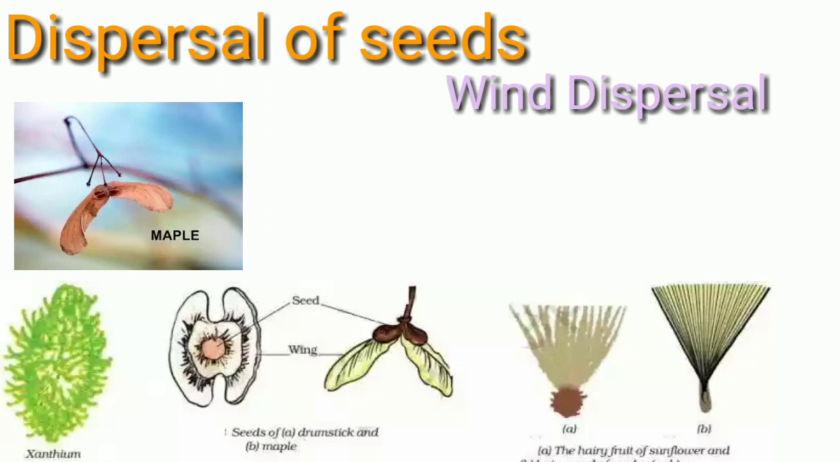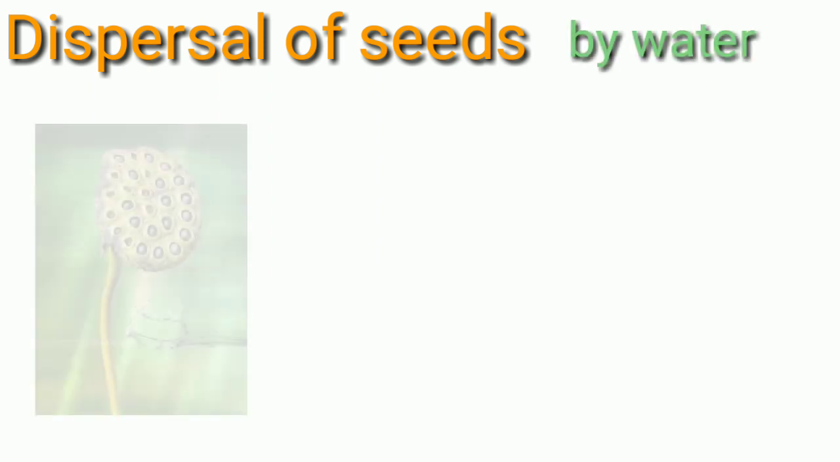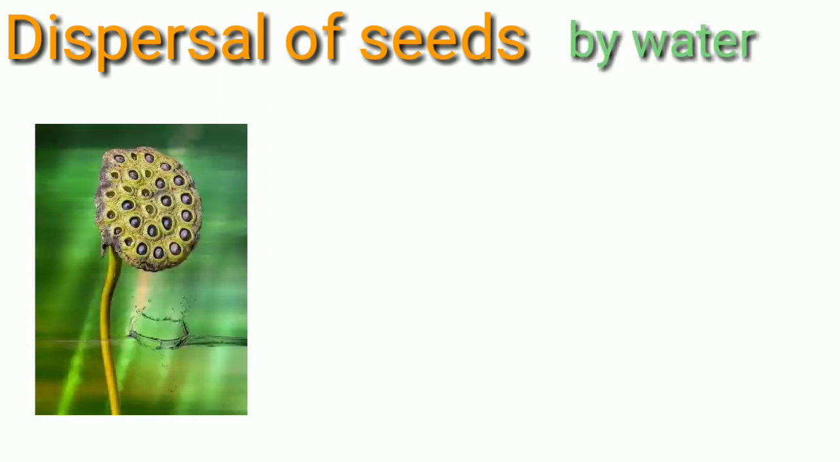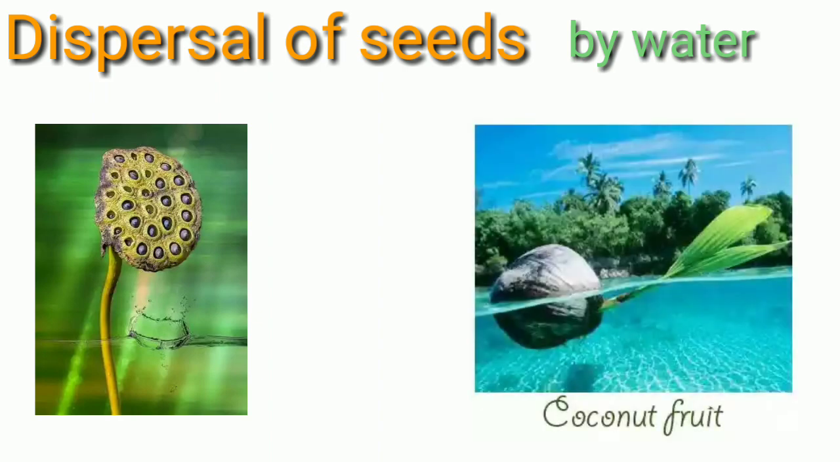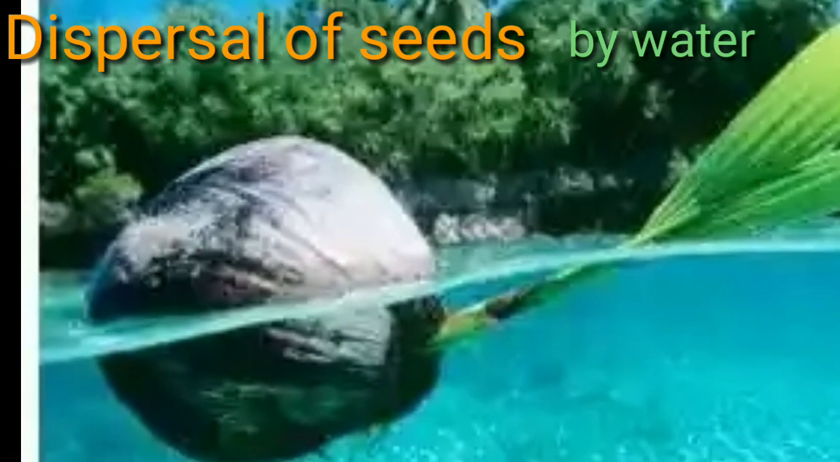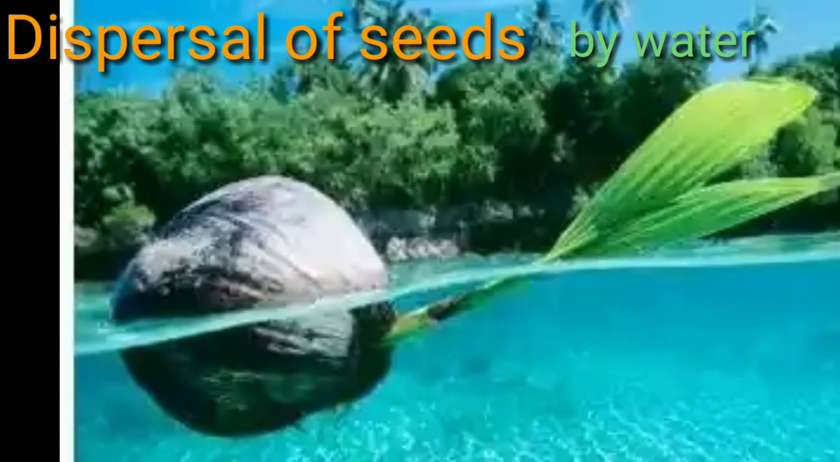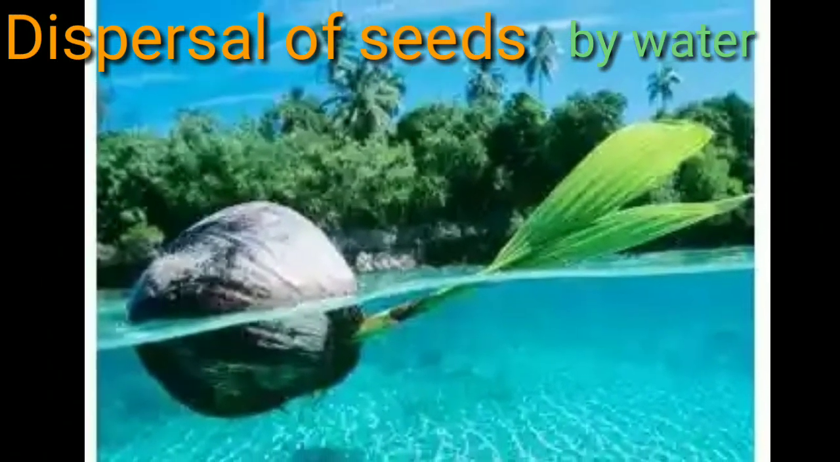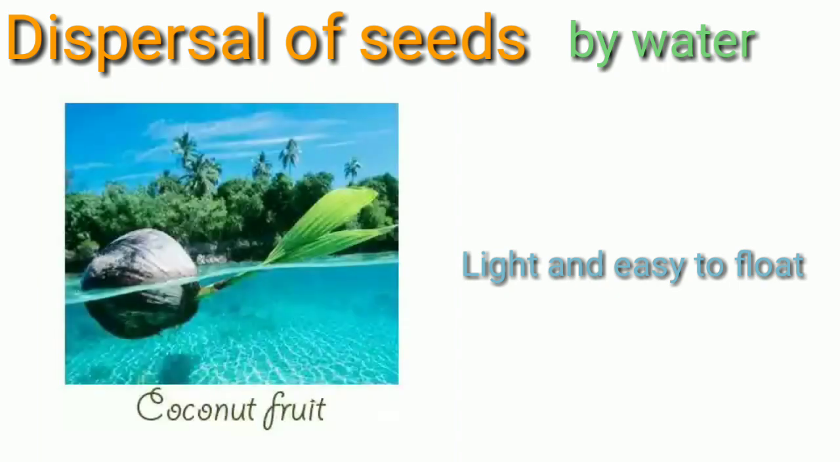Now let us see how seeds are dispersed by water. Seeds of plants that grow in or near water may be dispersed by water. These plants have fruits and seeds that can float in water. For example, water lily, lotus and coconut. The coconut fruit has air trapped in between its husk. This makes it light and easy to float.